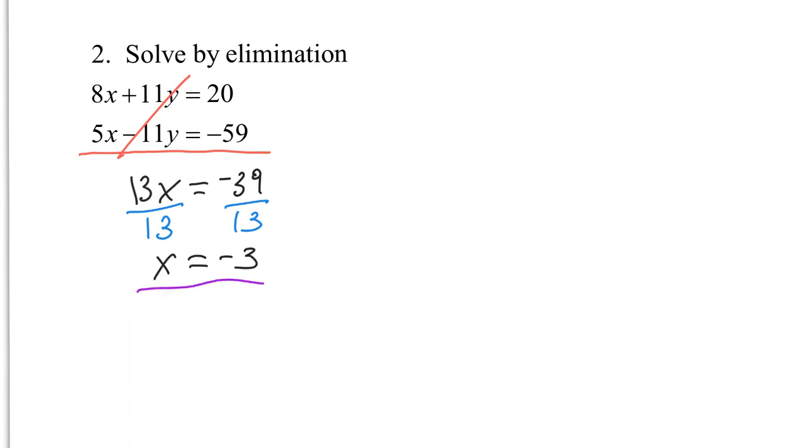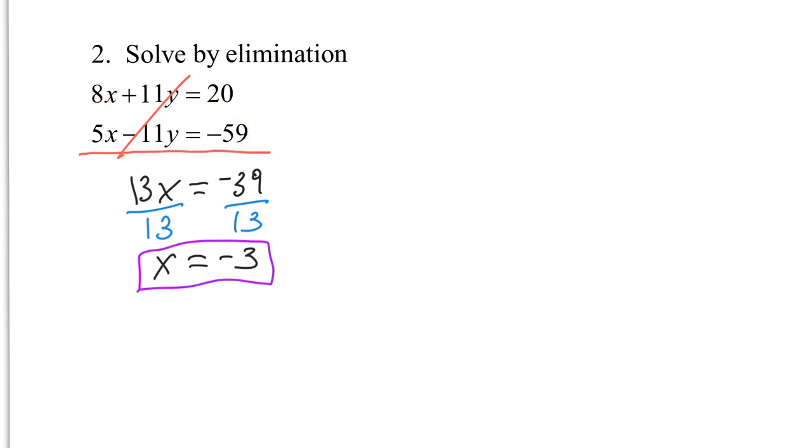All right, so we got the x. What's the last step? Step number 5. You guys are going to substitute into one original equation. So just ignore this line right here, but look at the actual equations. 8x plus 11y equals 20. 5x minus 11y equals negative 59. I don't like that number, so I'm going to use the top.